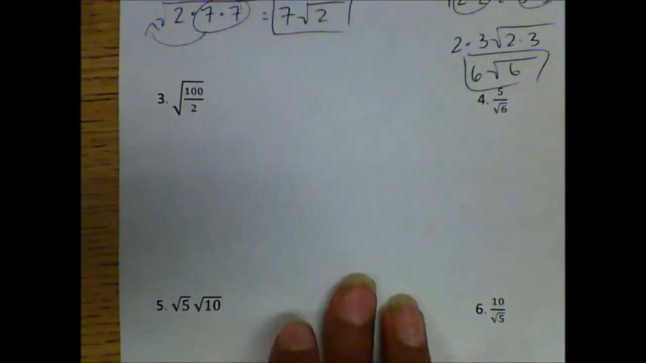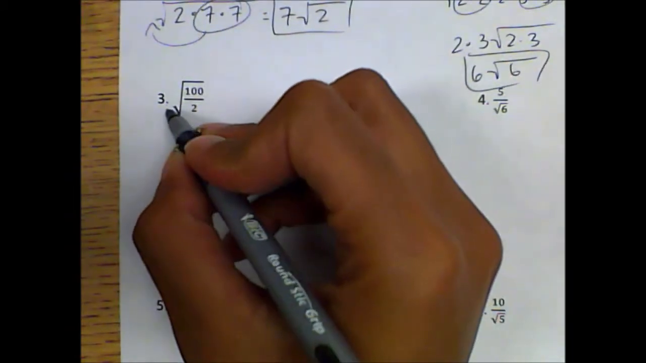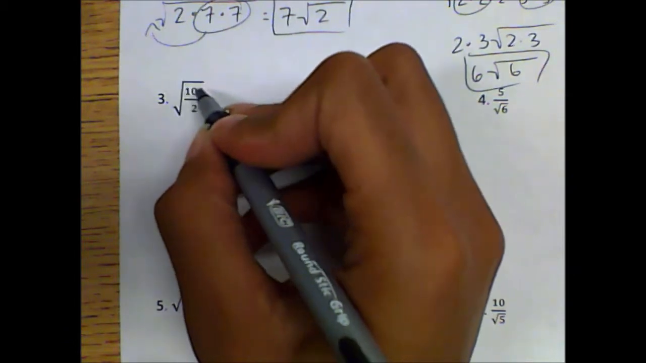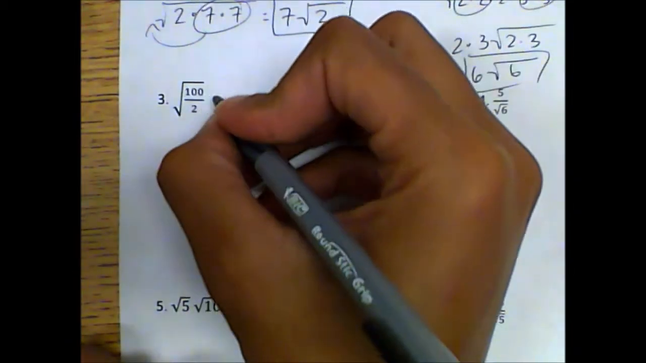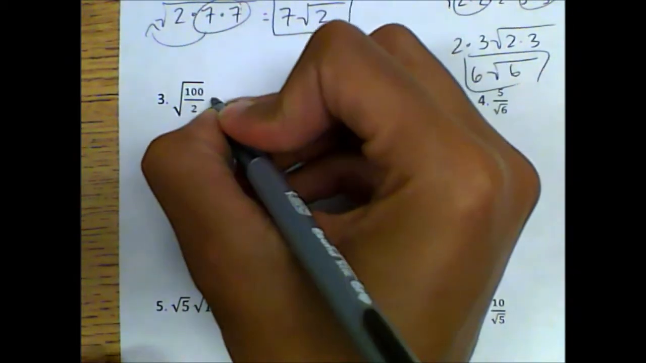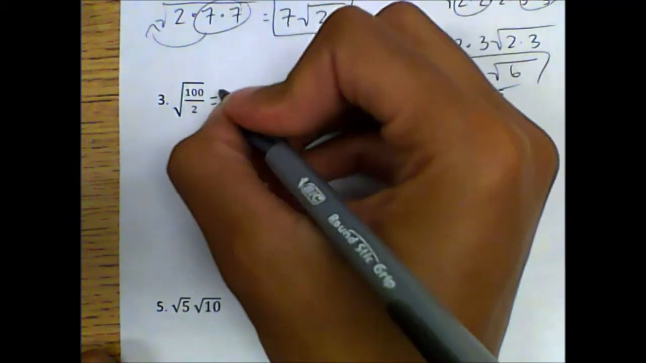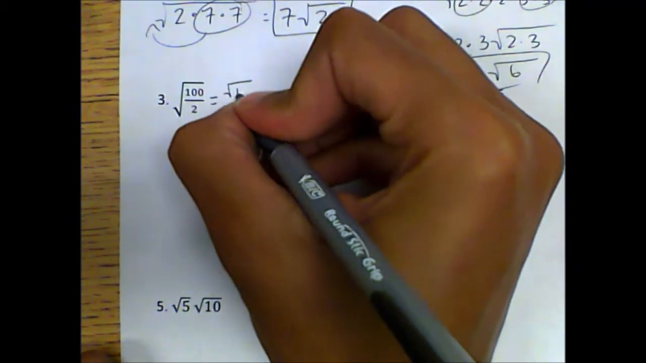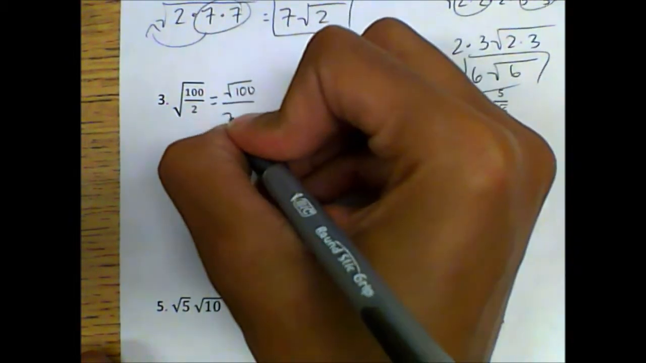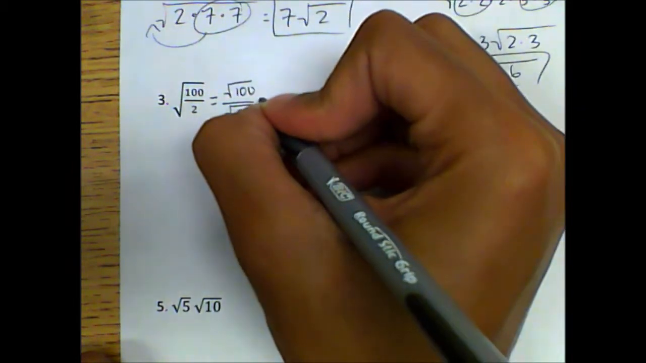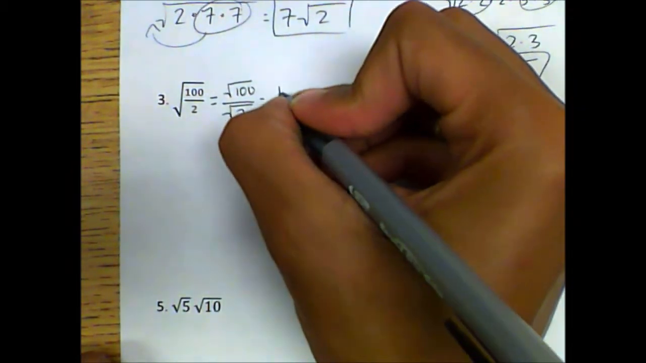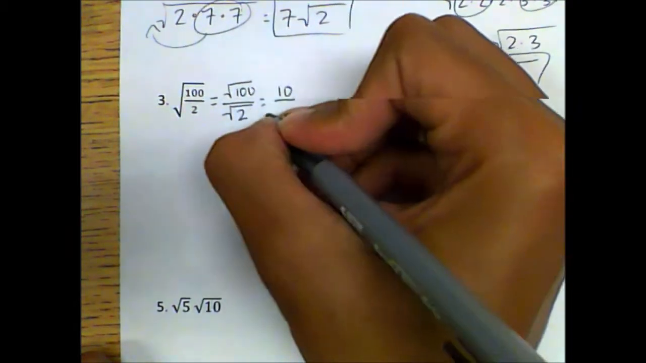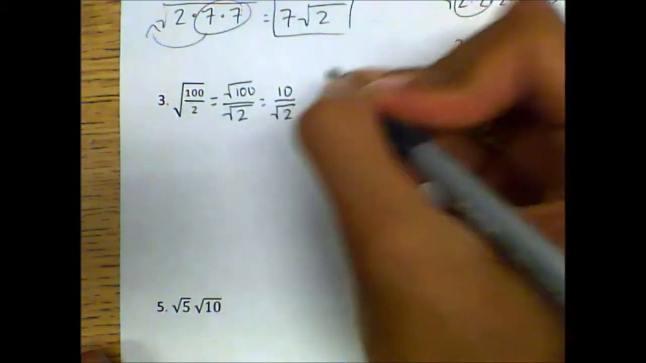Okay, number 3. We want to find what rad 100 over 2 is going to be. Now if you look at your notes on the other side, what we want to do first is separate these two. And so we're going to create another fraction. It's going to be rad 100 over rad 2. Okay, the square root of 100 is going to be 10, and rad 2 is going to stay rad 2.